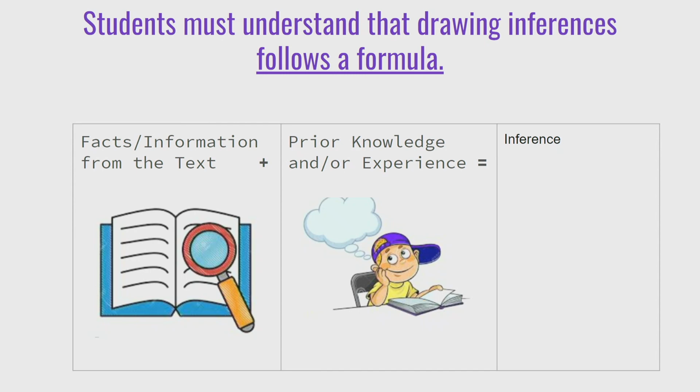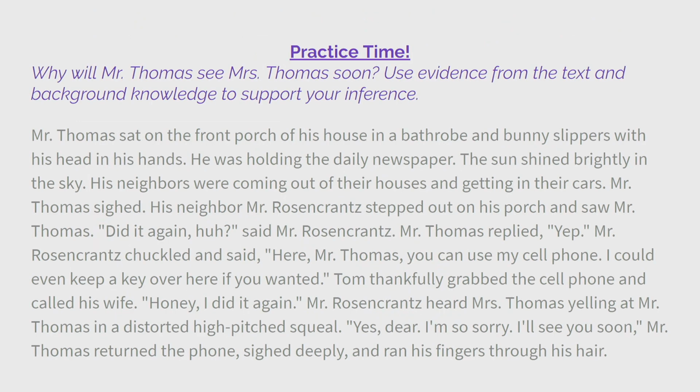All right, so we have a formula for when we are drawing our inferences, our educated guess. We take facts, that's information from the text or evidence, plus our prior knowledge and/or experience, what we already know, and we take those both together and they equal an inference. So today we're going to read about Mr. Thomas and Miss Thomas. The question that we have to explore today is, why will Mr. Thomas see Miss Thomas soon? We're going to use evidence from the text and background knowledge to support our inference, okay?